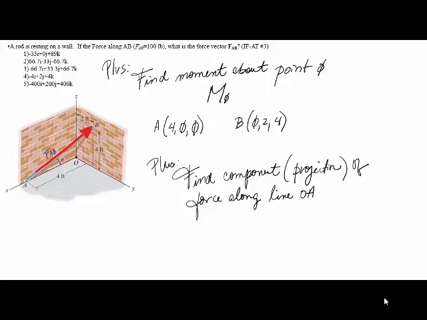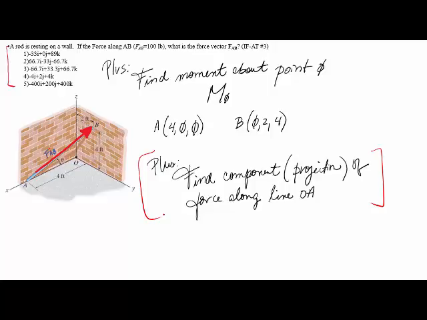So in the quiz that we had, it was only this part. There was a rod resting on a wall, and then it gives you the magnitude of the force. So the question here was, what was the force vector FAB? Okay? So we're going to do that, plus find the moment about point O, which is part of the new material, and then find the projection of the force along line OA. Okay? So we're reviewing a lot of things just with this one problem.